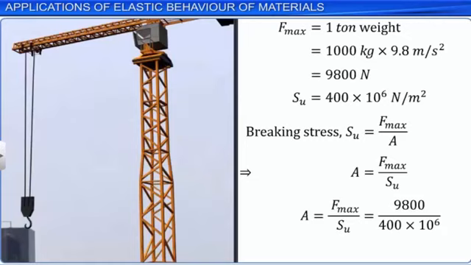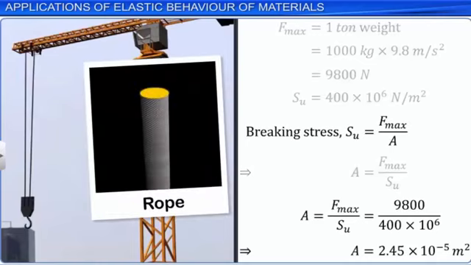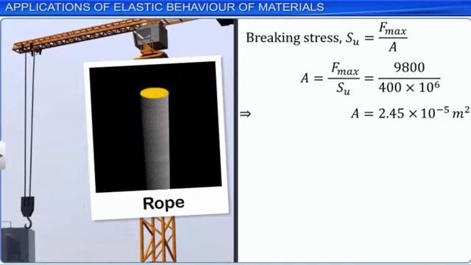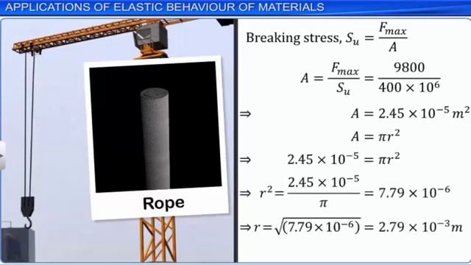As the cross-section of the rope is circular, which is equal to pi r square, substituting and simplifying for the radius, we get the radius of the rope as 2.79 millimeters. In practice, a large margin of safety is provided and thus a thicker rope, say of about 8 millimeters, is recommended.